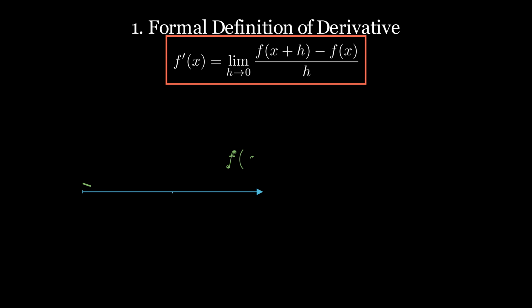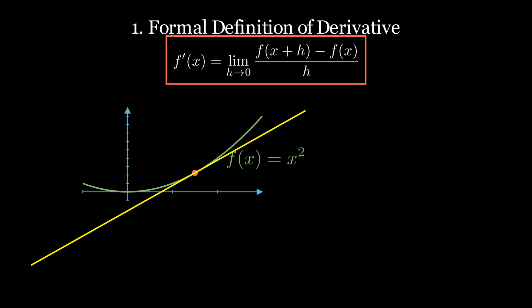Let's visualize this with an example function f of x equals x squared. At any point on this curve, we can draw a tangent line representing the instantaneous rate of change. Let's pick a point at x equals 1.5. Now let's compute the derivative step by step.